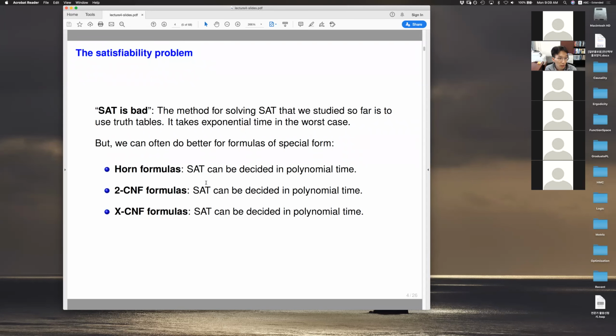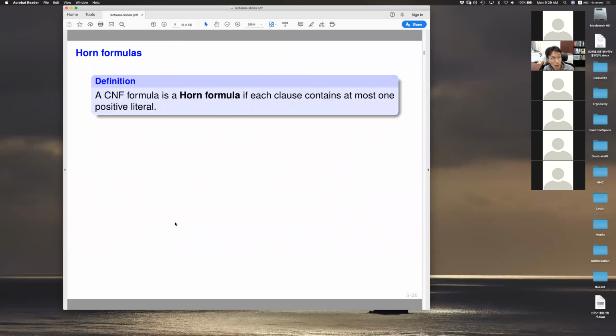However, as I said, there are some special fragments of propositional logic formulas that have a polynomial time algorithm. And in fact, this fact has been exploited in computer science in multiple different ways. So the first formula we're going to talk about is the Horn formula, and we will also talk about 2CNF and XCNF. Let's go to the Horn formula.